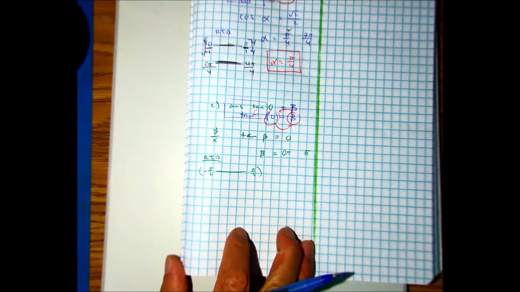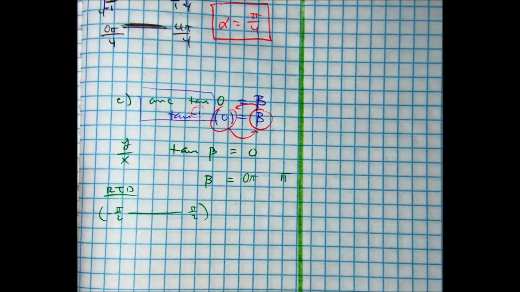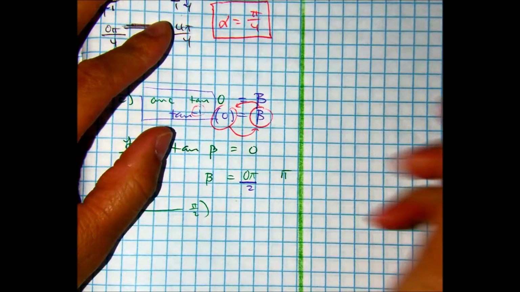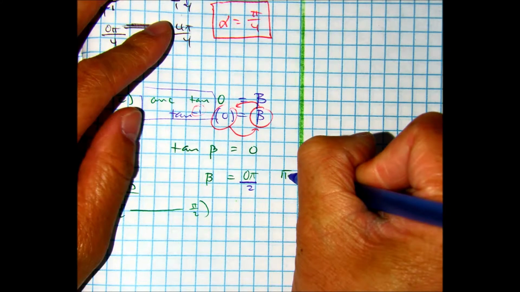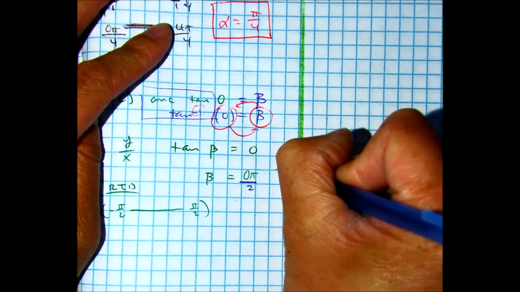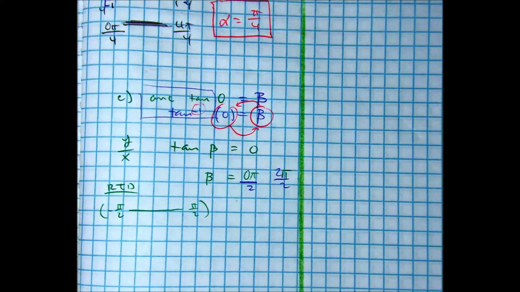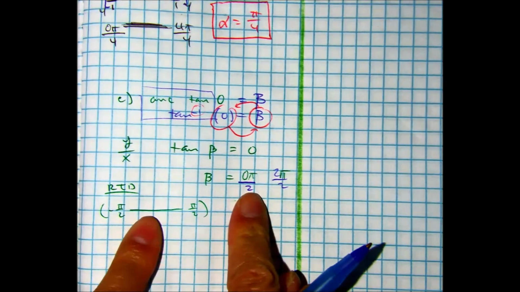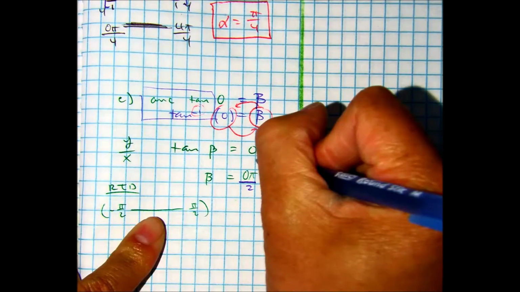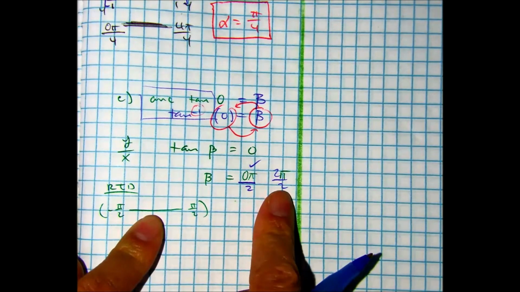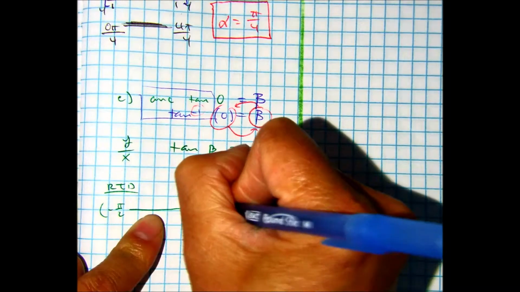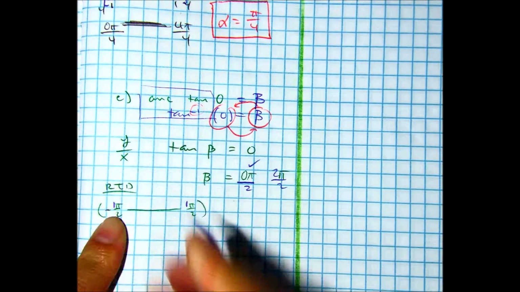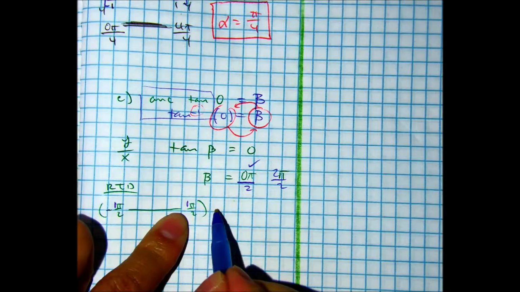Okay, now I need some equivalent fractions. I have 0 pi over 2, and this one will become what? 2 pi over 2. Yes or no? Yes. Yes or no? No. Remember, that's like a 1. So think of a number line. -1. This is +1. So 2 would be out here.